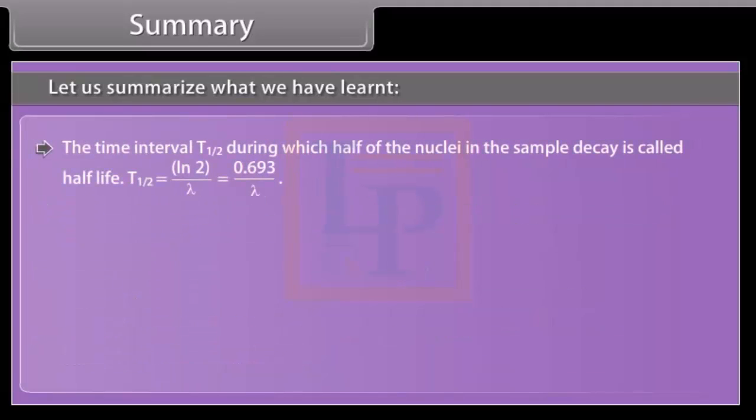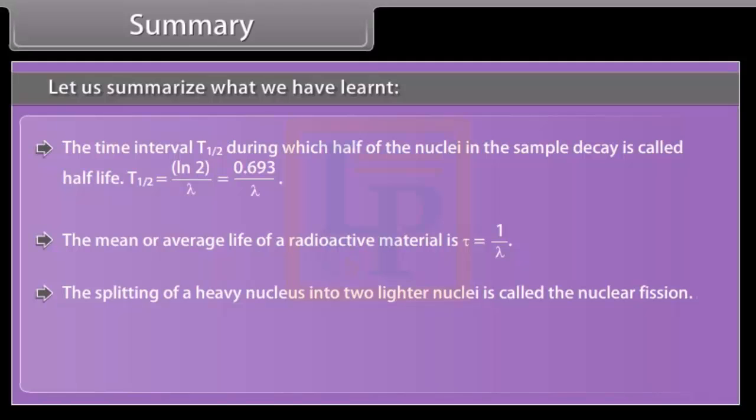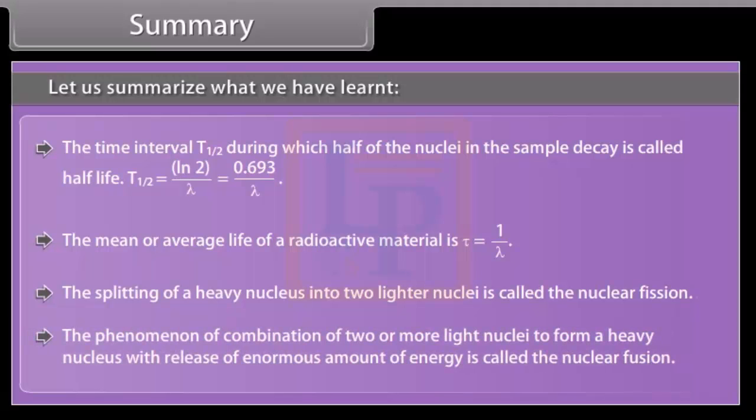The time interval t½ during which half of the nuclei in the sample decay is called half-life. The mean or average life of a radioactive material is defined as shown. The splitting of a heavy nucleus into two lighter nuclei is called nuclear fission. The phenomenon of combination of two or more light nuclei to form a heavy nucleus with release of enormous amount of energy is called nuclear fusion.